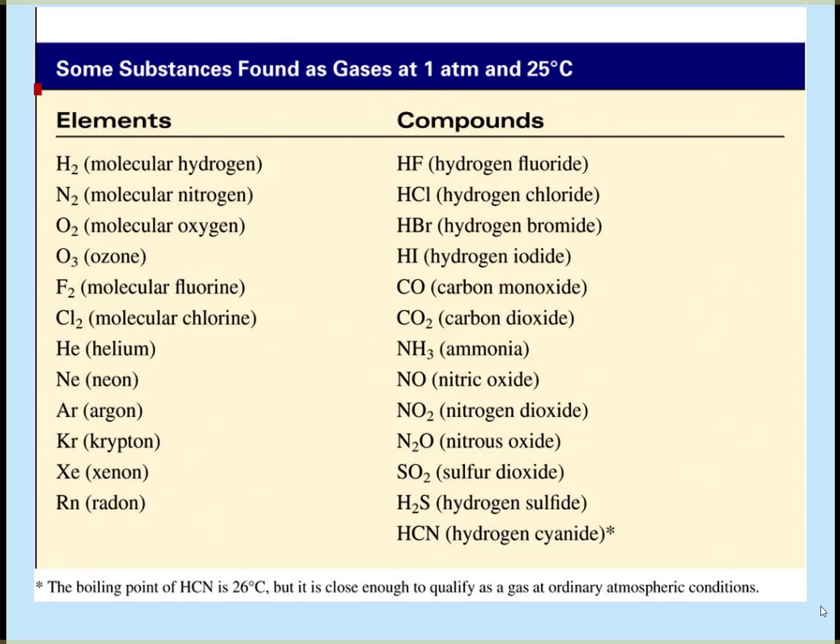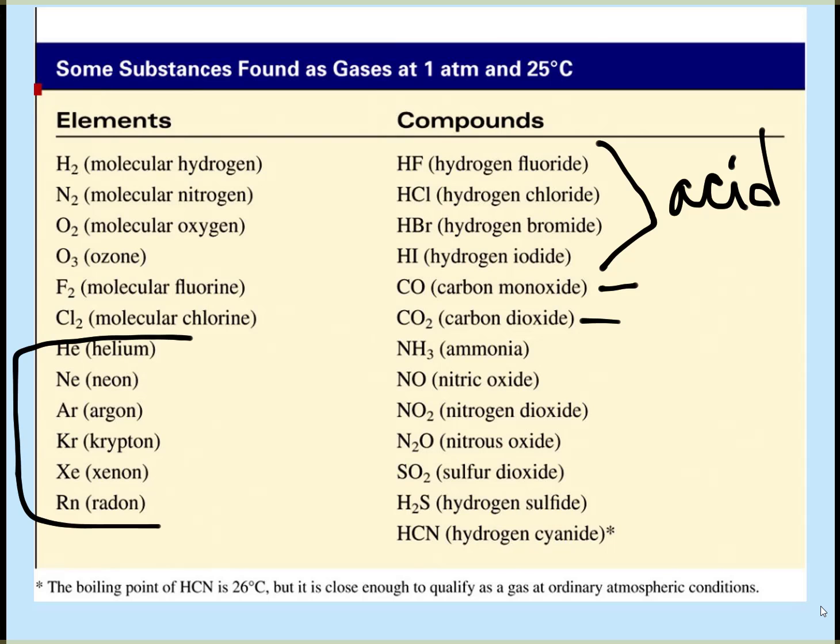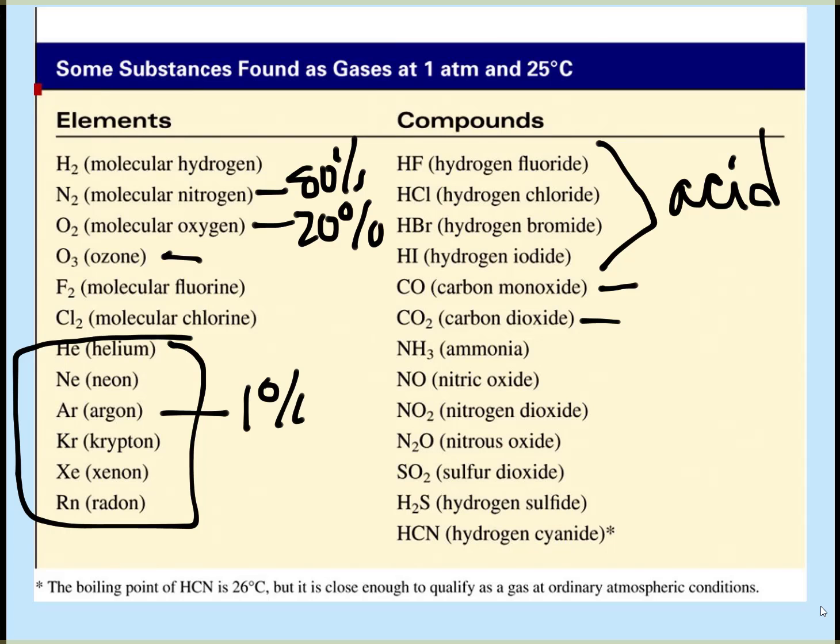Here are some common substances that are found as gases at 1 atmospheric pressure and 25 degrees Celsius. These ones right here, they dissolve in water very easily, and when they dissolve, they form an acid. We have carbon monoxide and carbon dioxide. Here are those noble gases right here. And then we have oxygen, ozone, nitrogen. Nitrogen makes up about 80% of the air we breathe, and oxygen makes up about 20%, and argon makes up about 1%. I know that doesn't add up to 100, but those are approximations.